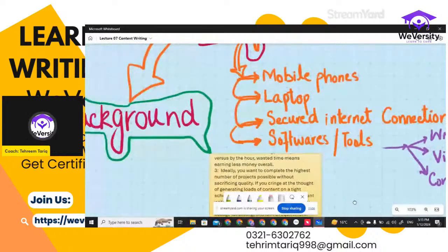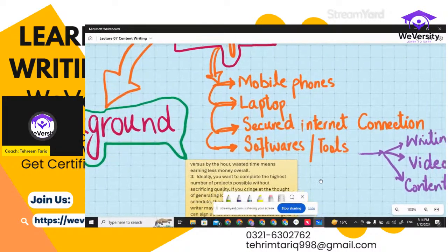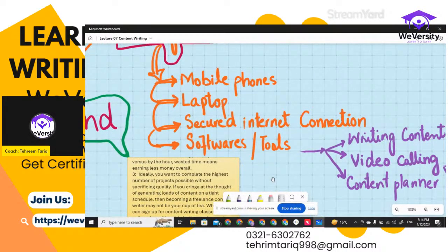Now we will discuss some of the gadgets that you require in order to start your work as a content writer. First one is mobile phones. Obviously, I always say that you can do a little part of content writing on your mobile phone, but if you want to work as a full-time freelance content writer, then mobile phones are not your cup of tea. You must have a good laptop and a secured internet connection. You must have some kind of software and tools.